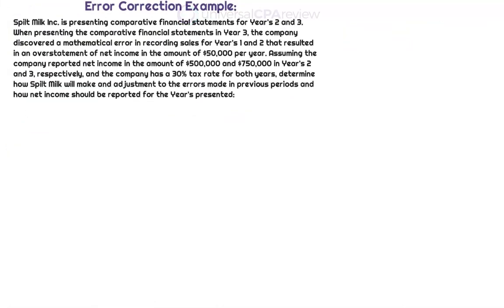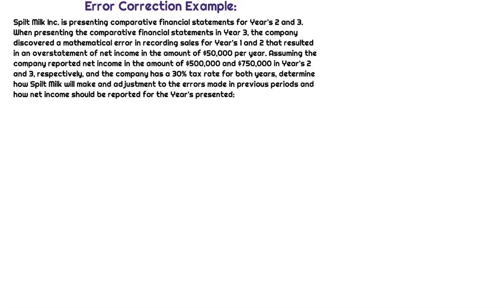Okay, so let's take a look at this more robust example, and this is a little bit of a hybrid. Spilt Milk Inc. is presenting comparative financial statements for years 2 and 3. When presenting the comparative financial statements, the company discovered a mathematical error in recording sales for years 1 and 2, and this resulted in an overstatement of net income in the amount of $50,000 per year.